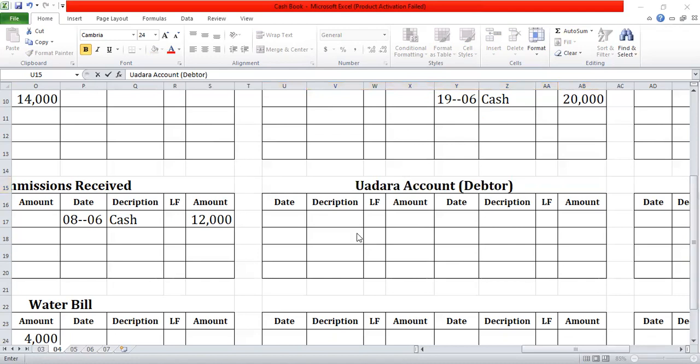Okay, good. Now, the date is 22nd of June. Udara's personal account is credited. Why? Udara is an asset. Debtor is an asset, no? Now Udara is settling the cash to the business. Therefore, the asset decreases. That is why this payment is credited to Udara's personal account. Cash. Amount is 17,000.